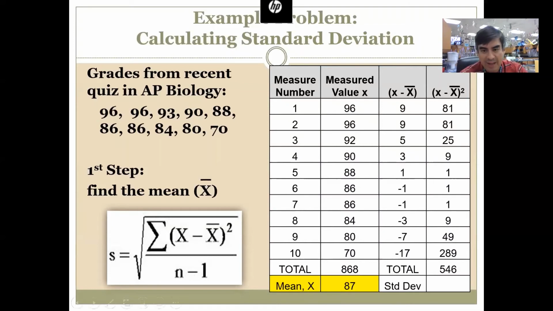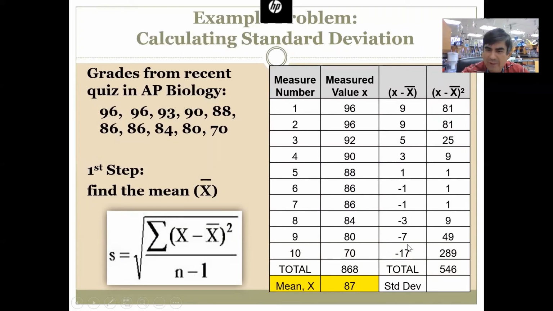So next step, notice I have my mean. Now I need to subtract every single one of my grades from the mean. So what I do is 96 minus 87, boom, that's 9. 96 minus 87, that's another 9. 92 minus 87, that's a 5. 90 minus 87, that's a 3. 88 minus 87, that's easy, that's 1, and so forth.